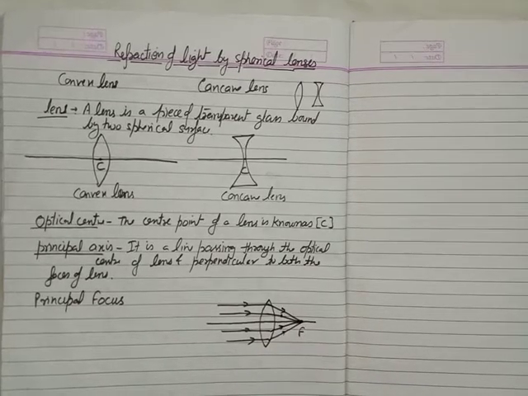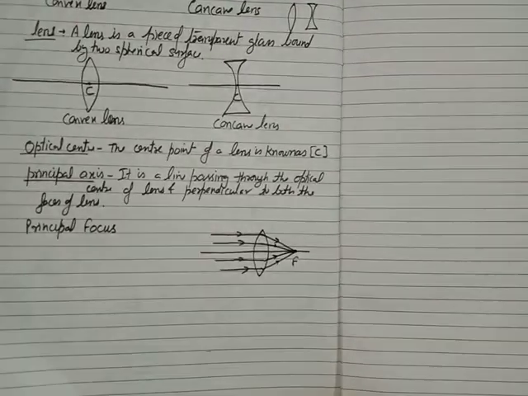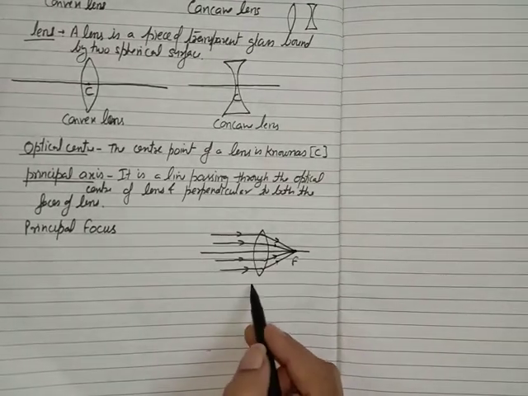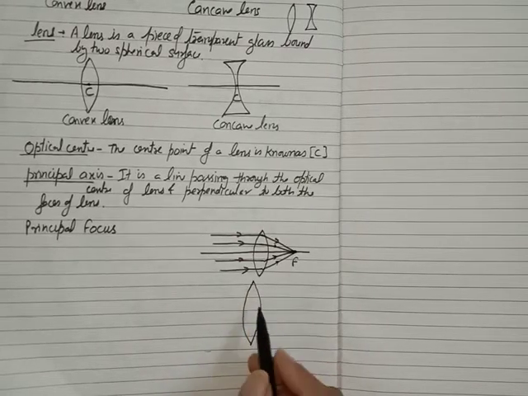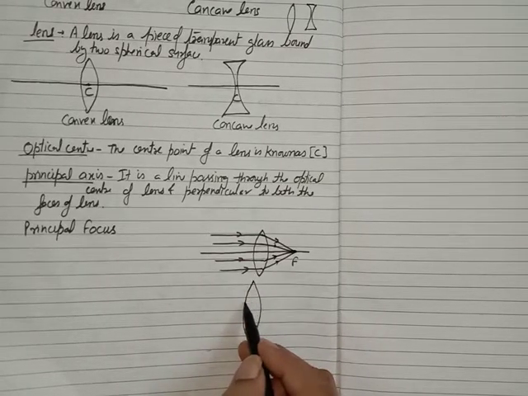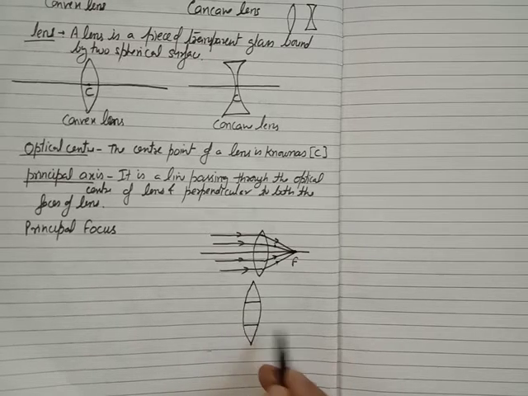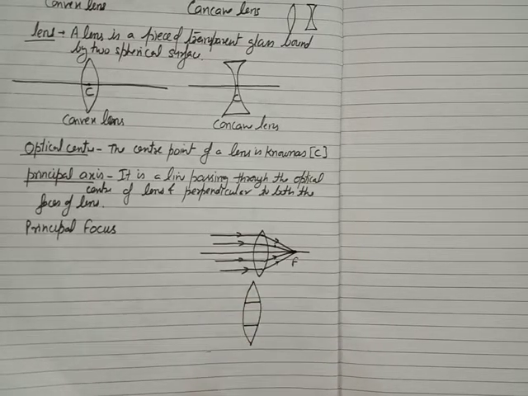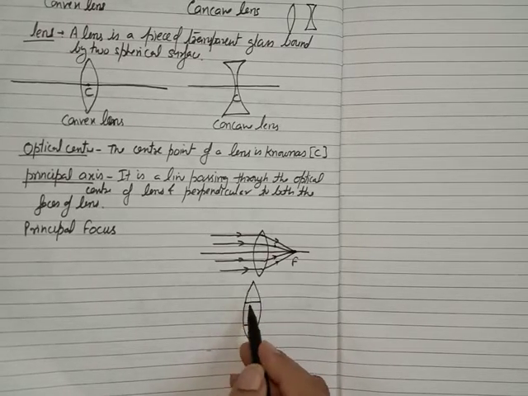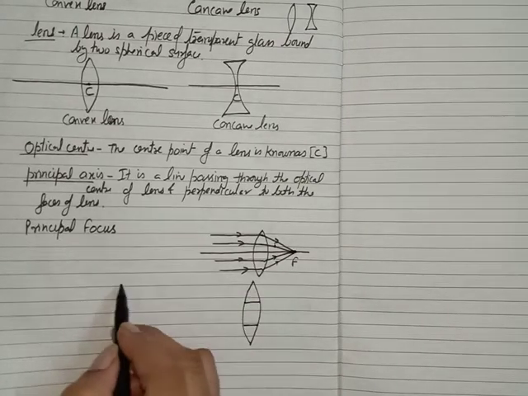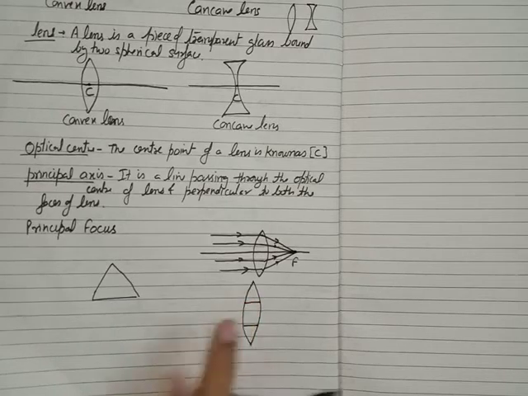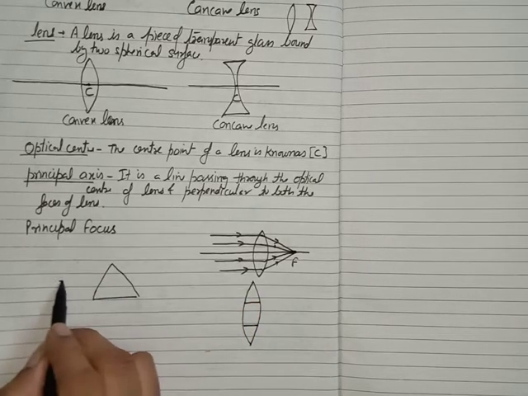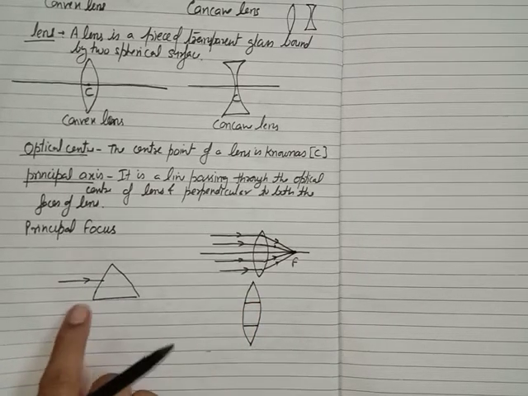Okay, one more thing I want to explain to you is why this lens converges the light rays. We can divide this lens into three parts. These are the three parts of this lens. We can say it is like a prism. So I'm going to make a prism here. This is the part of the prism. So what will happen if the light is coming like this?